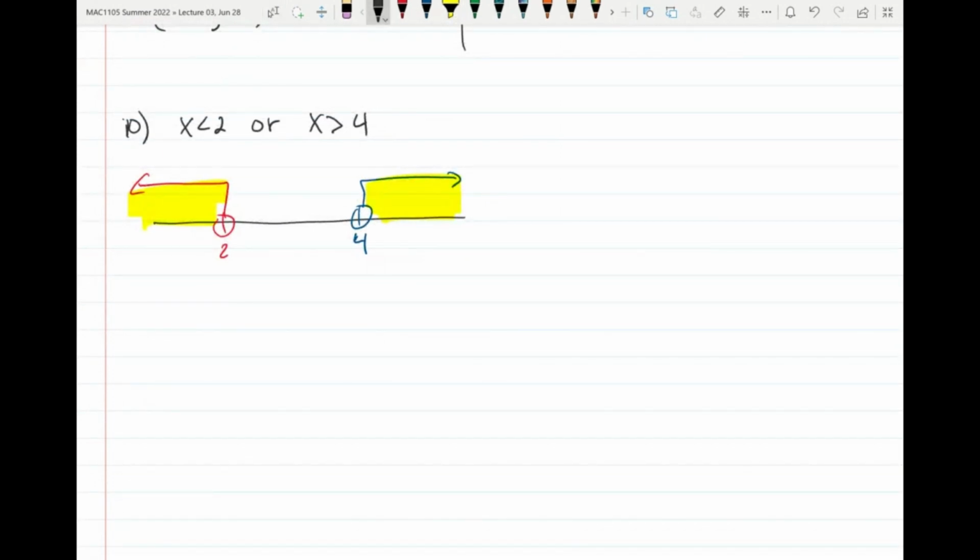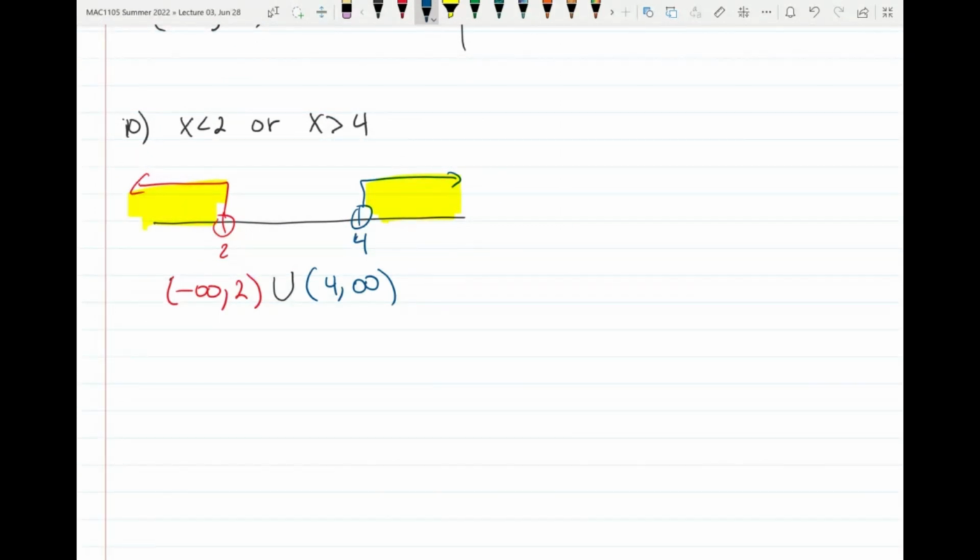Yes? It's negative infinity, 2, parenthesis. And then the U for union. And then parenthesis, 4 and then positive infinity. Good. So in other words, since we see that we have 2 pieces here, that's why in these cases the picture is really helpful. You literally write down the pieces, okay?